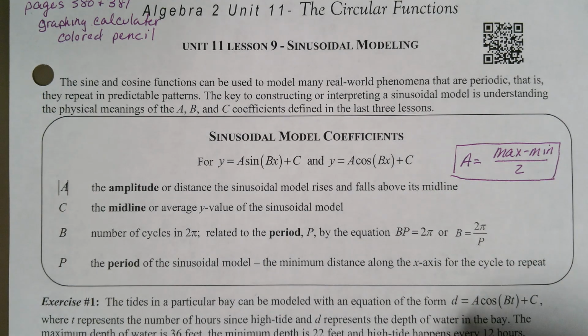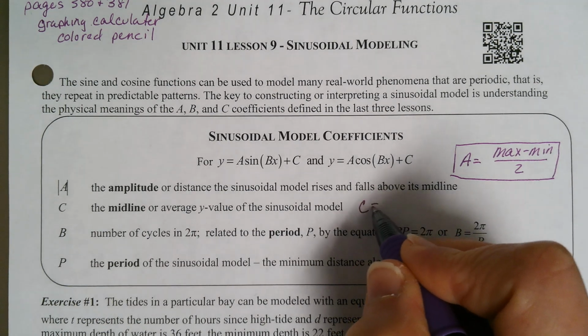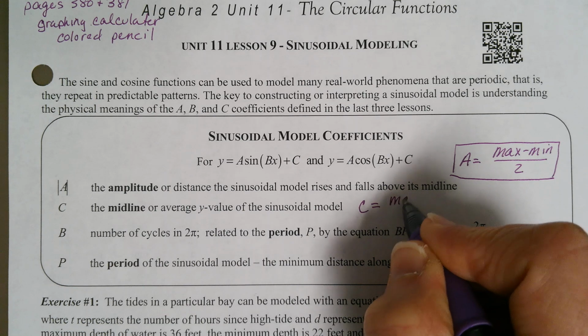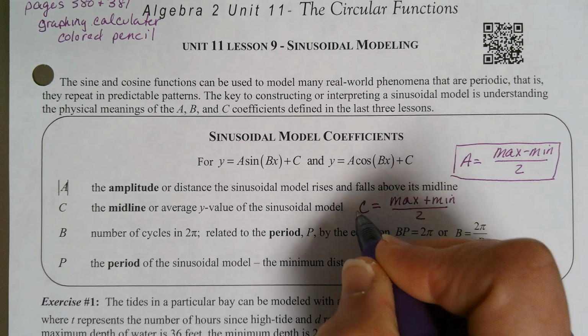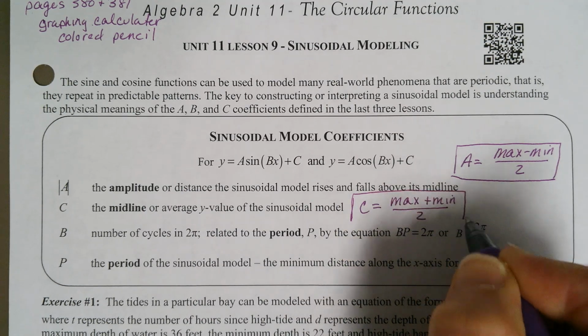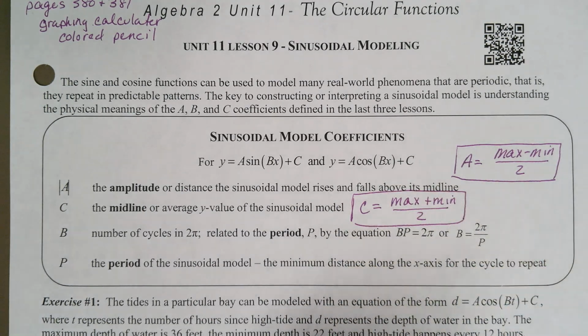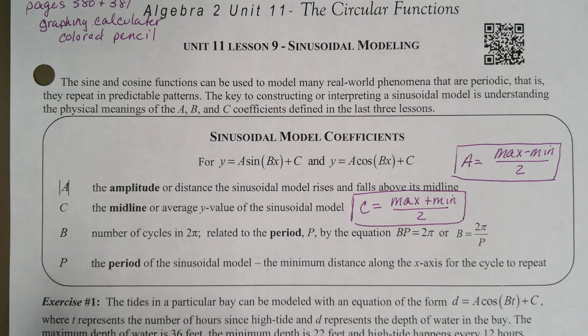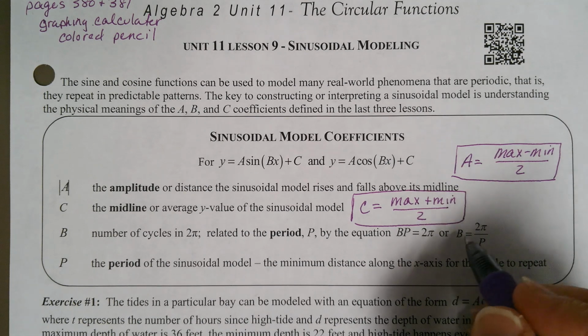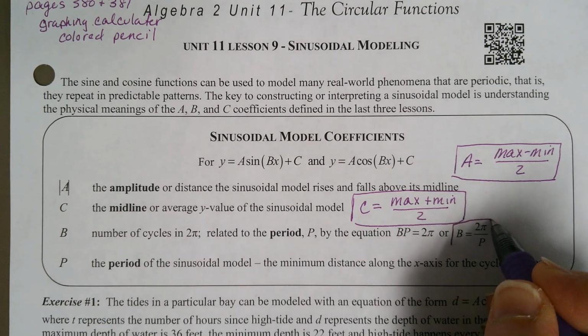C is the midline, or average y value of the sinusoidal model. Since it's the average, it's the max plus the min divided by 2. B is the number of cycles in 2 pi, related to the period, capital P. By the equation, we use B equals 2 pi over P.